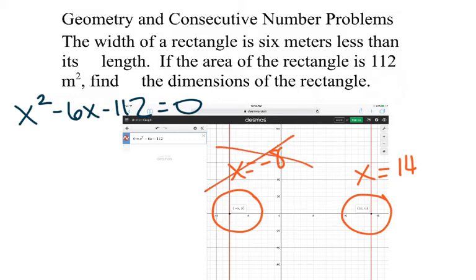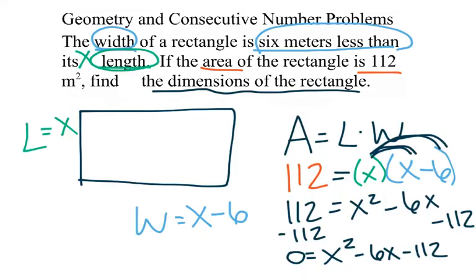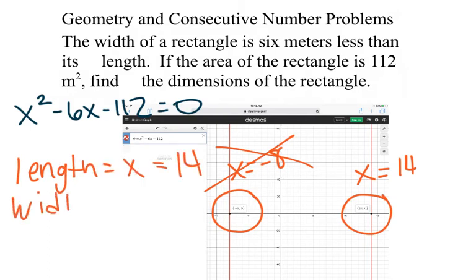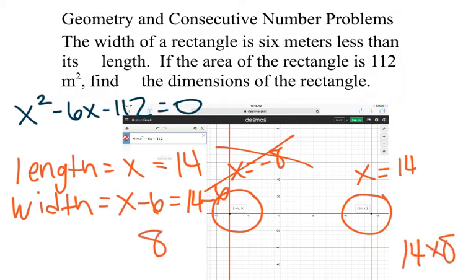So remember that we said the length was equal to x. So we know that the length is now 14, and we also said that the width was equal to x minus 6. So 14 minus 6 is 8. So the dimensions are going to be 14 by 8. Alright, so hopefully that made sense. Just using Desmos makes life so much easier.